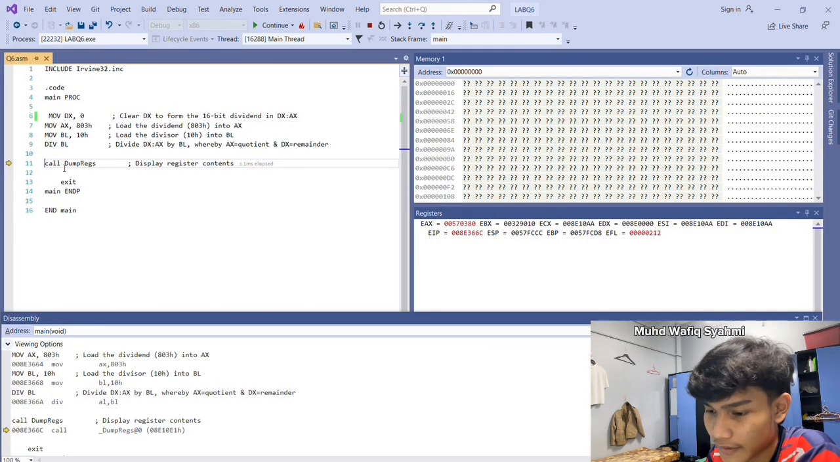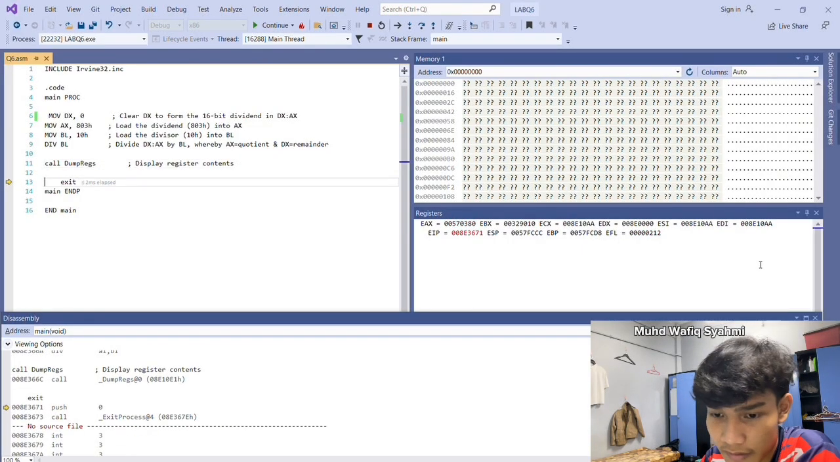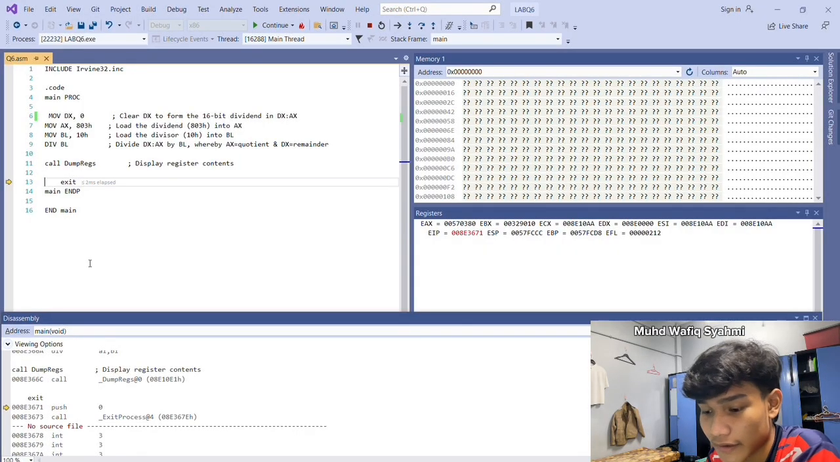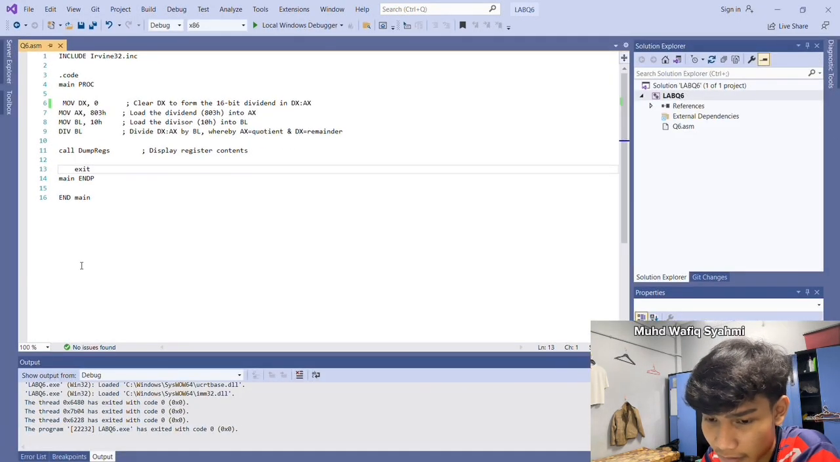Okay, so at line 5 it shows call DumpRegs. DumpRegs displays the contents of all CPU registers on the console screen, like EBX, EAX, ECX, EDX, ESI, and so on. This helps verify whether the division produced the correct result. Next, exit. This instruction terminates the program and returns control to the window. And line 7, main ENDP and END main.